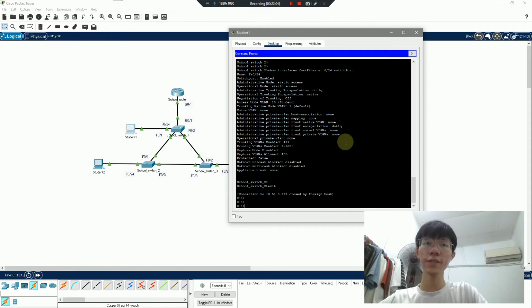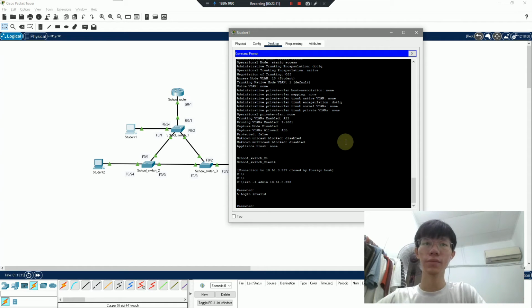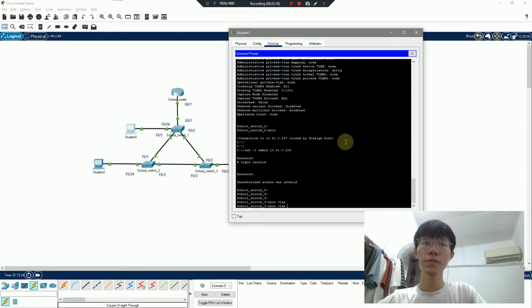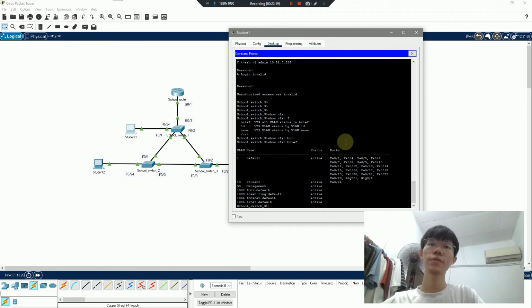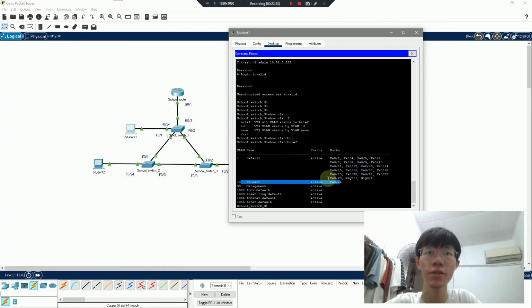So next is switch 3. Switch 3, show VLAN. Okay, so we got VLAN 1, which is default, and VLAN 10 also, named student, and assigned the port FastEthernet 0/24, and the VLAN 99 named management.